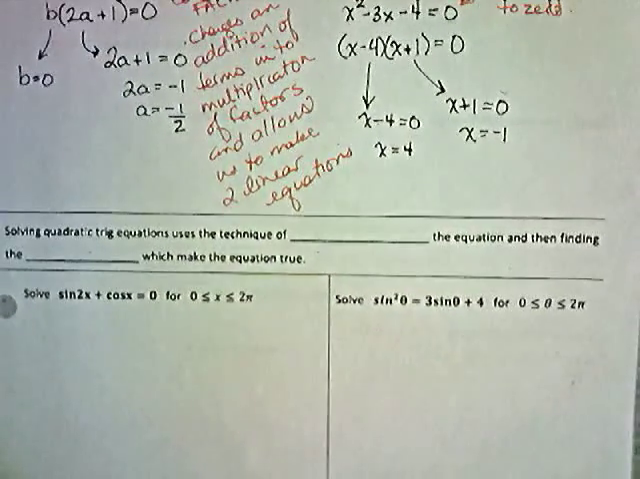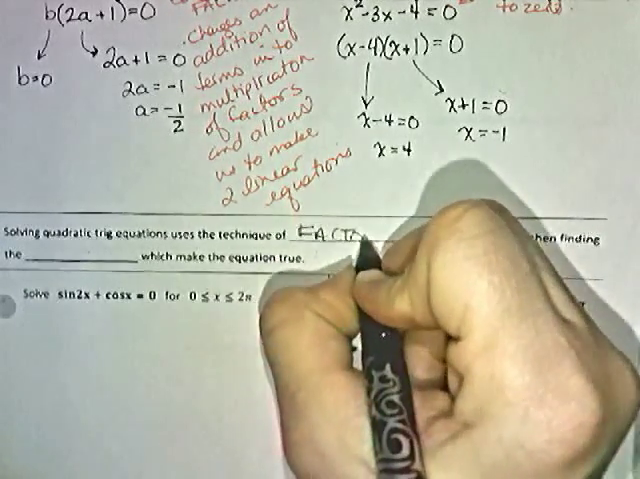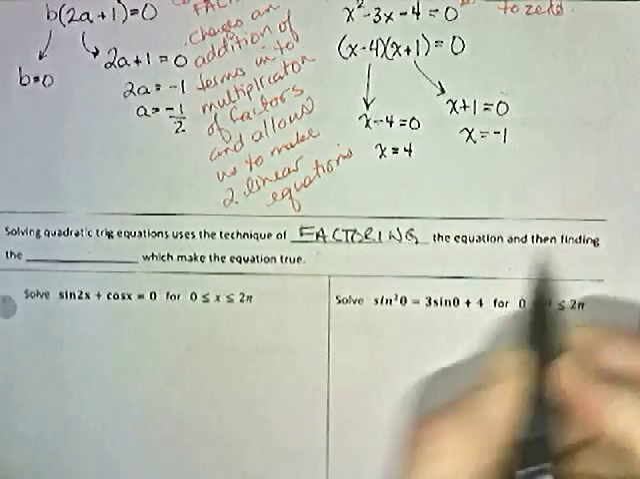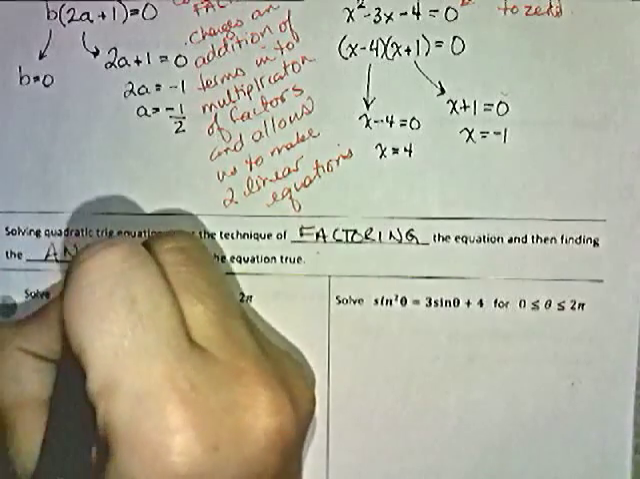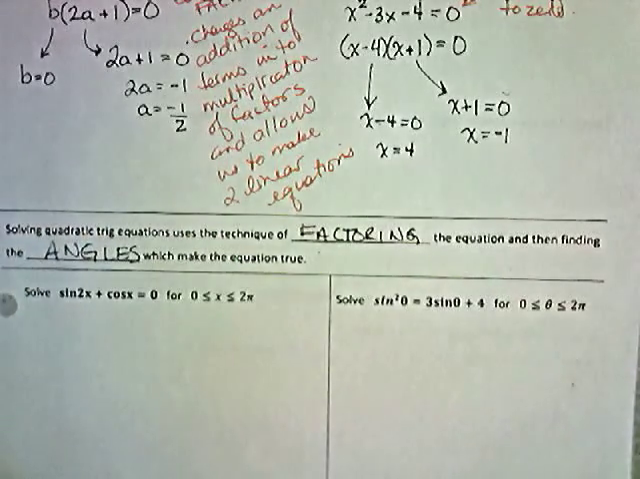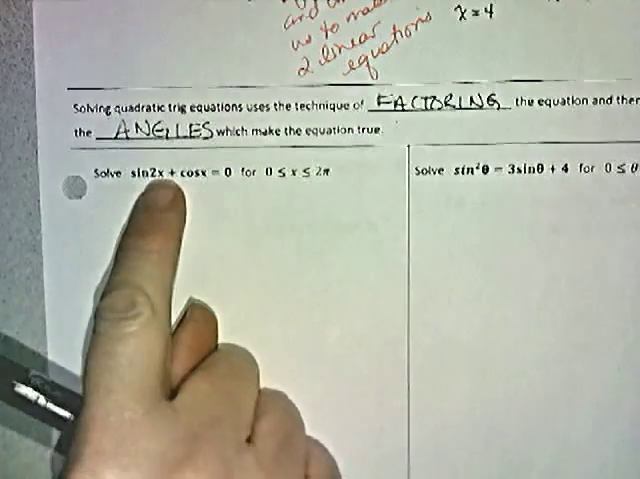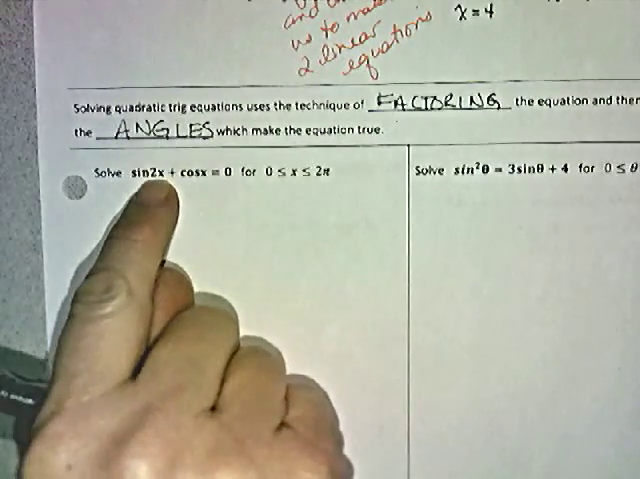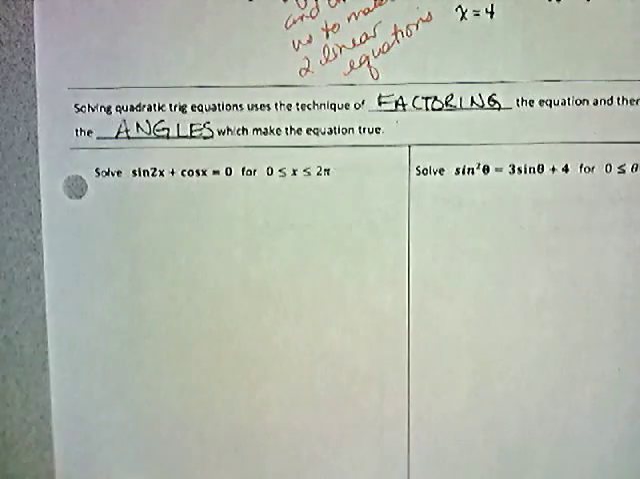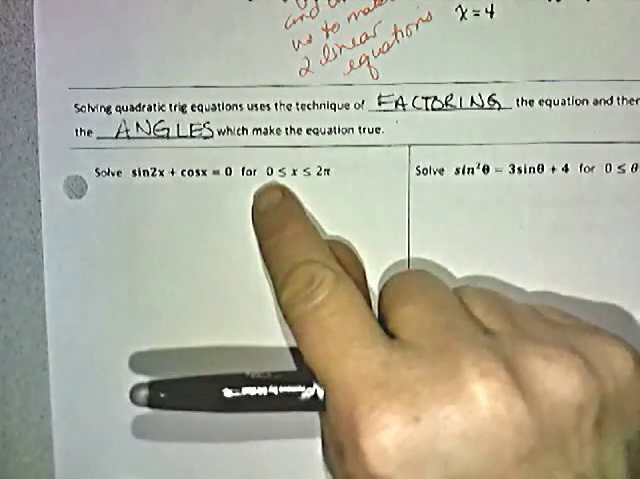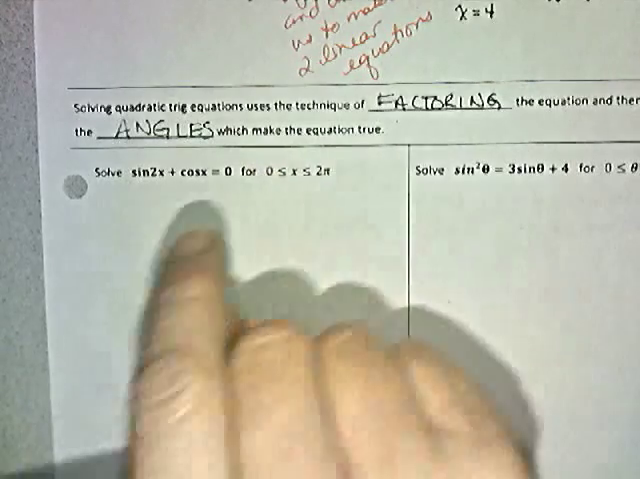Solving quadratic trig equations uses this same technique of factoring the equation and then finding the angle or angles which make the equation true. Now, let's take a look at this equation. The sine of a double angle plus the cosine of that very same x is equal to 0. And we want to know what x values, what angles would make that true from 0 to 2 pi.